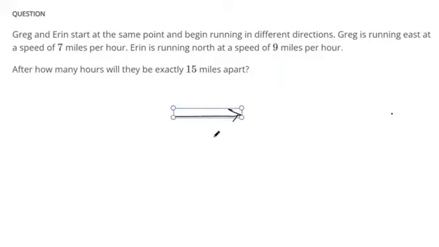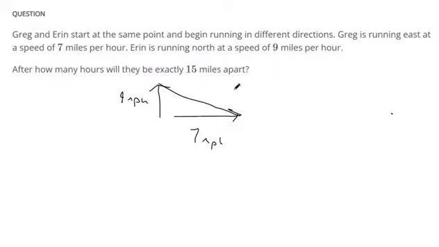Greg's running east at 7 miles per hour. And Aaron is running north at 9 miles per hour. After how many hours will they be exactly 15 miles apart? So the distance between these two is this diagonal distance between them, right? Because one's going north and one's going east.